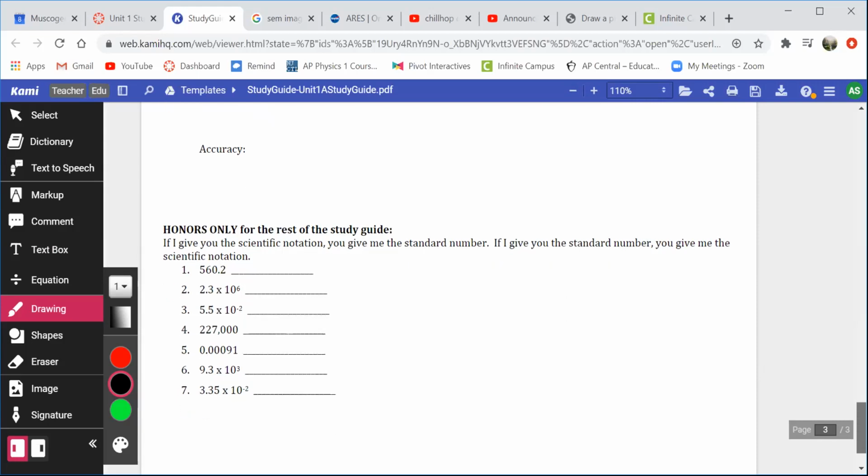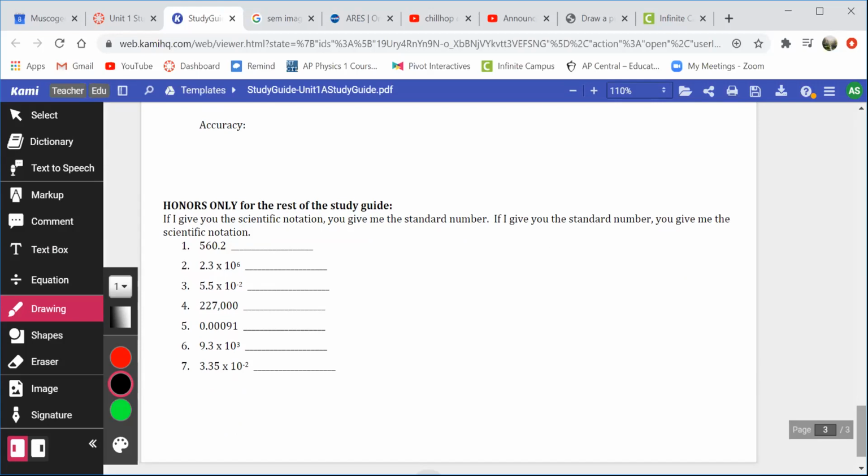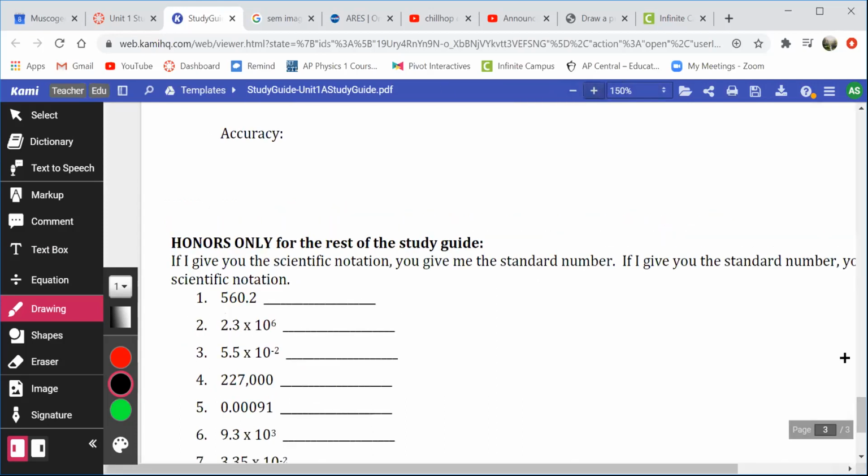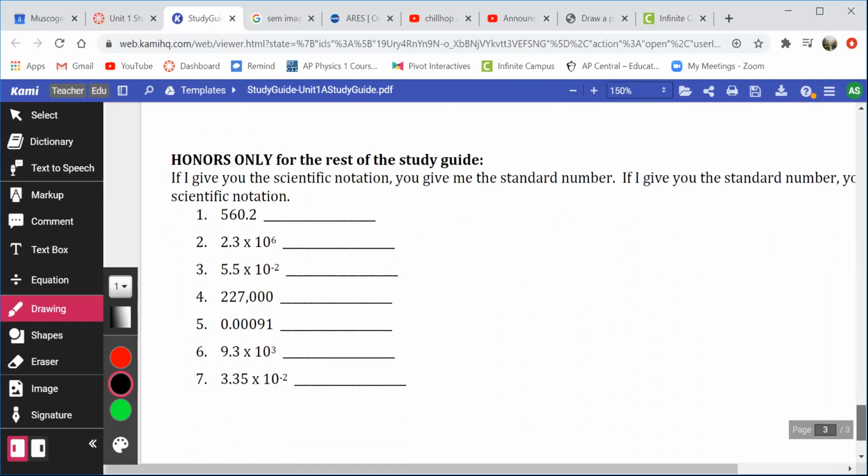Alrighty, then the last math right here, because we'll have a little bit of density after we get to the scientific method. Let's go ahead and look at this. I'm going to zoom in some so I can actually write on it. Just like last time, I'm going to do a couple, you're going to do a couple, alrighty?